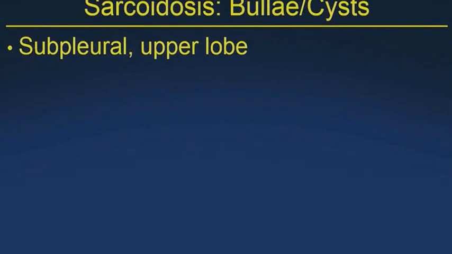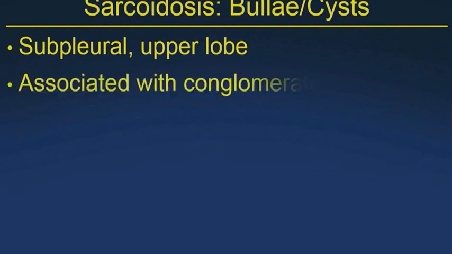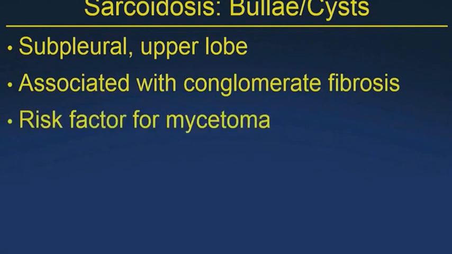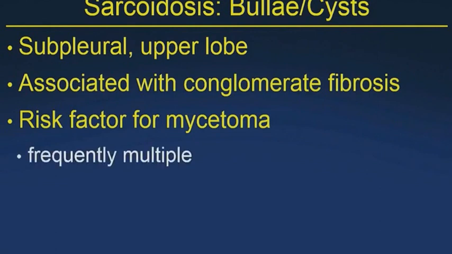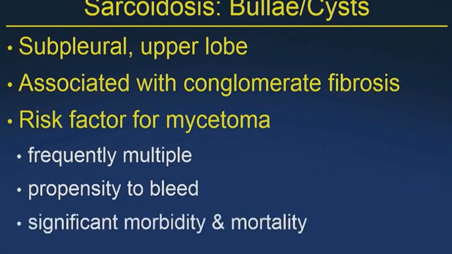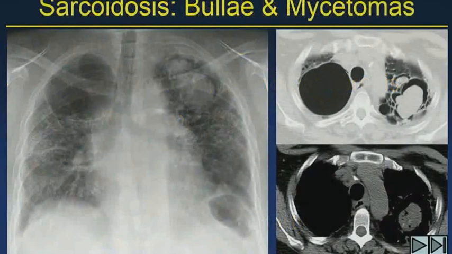Now, bullae or cysts, large bullae or cysts, are not uncommon in patients with advanced sarcoid. They're usually in the subpleural regions of the upper lobes. They may be associated with development of conglomerate fibrosis. They are an important risk factor for development of mycetomas. Mycetomas in patients with sarcoid are frequently multiple. They have a propensity to bleed and can cause significant morbidity and mortality.